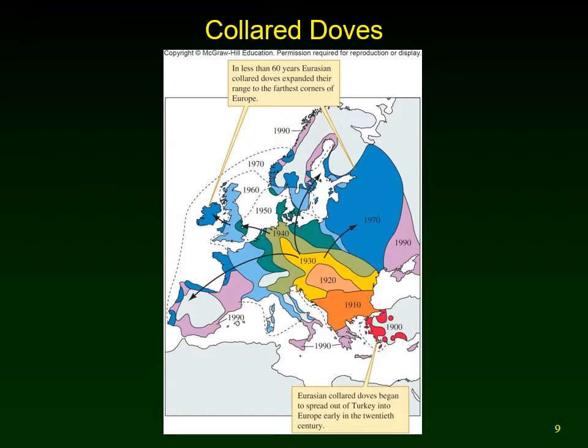So here we can see the spread of the collared doves through Europe, and this doesn't show their American spread, but it shows their European spread. And as you can see here, their population in 1900 in Turkey, and then by 1910 they were this far into Europe, 20, 30, 40, 50. And you can see their spread to 1990 in basically all the reaches of Europe here.